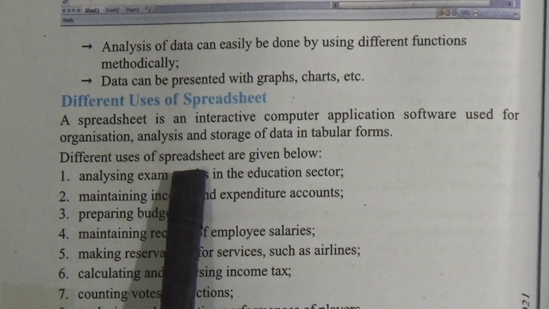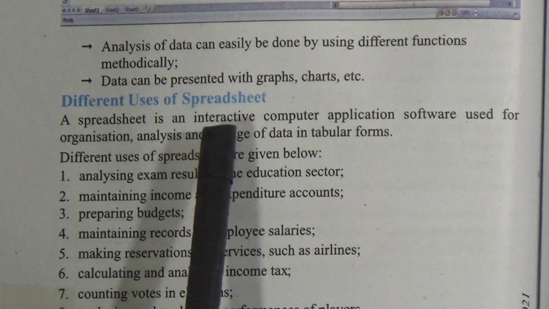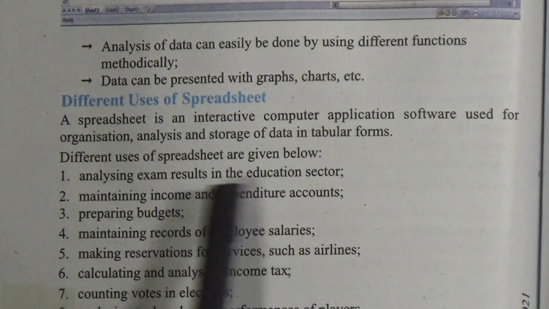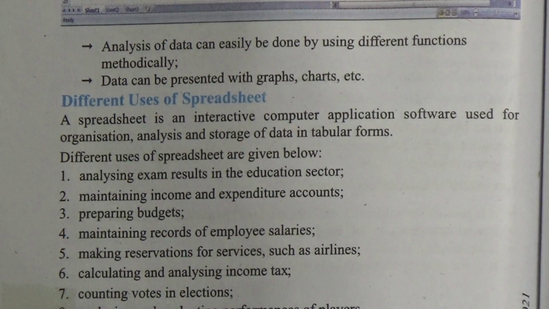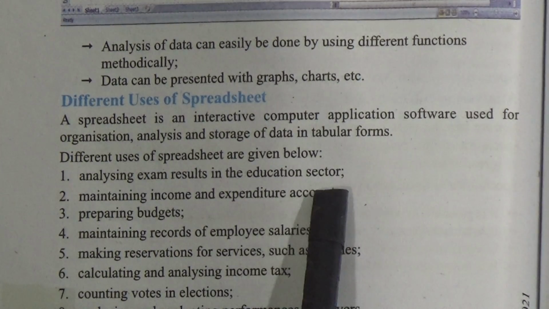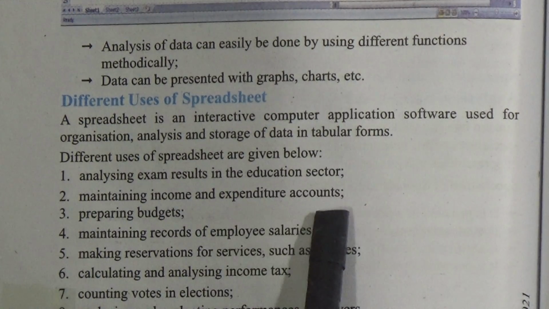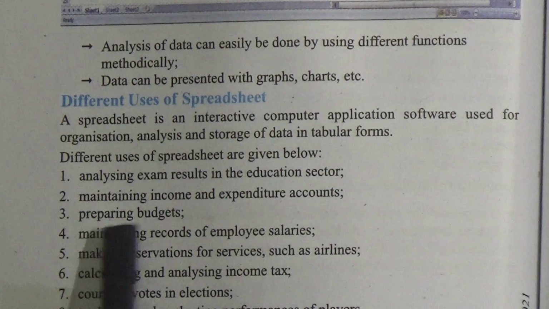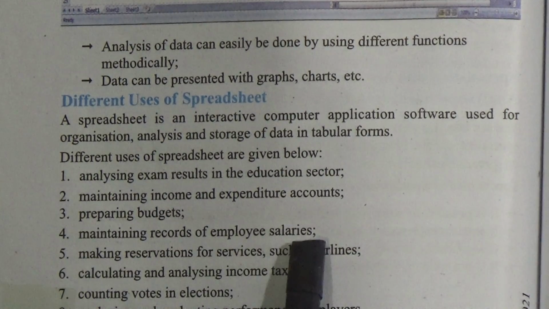Different uses of spreadsheet are given below. So in different stages we can use spreadsheet. So what are the stages? Now we will learn about that. Number 1, analyzing exam results in the education sector. Number 2, maintaining income and expenditure accounts. Number 3, preparing budgets. Number 4, maintaining records of employee salaries.